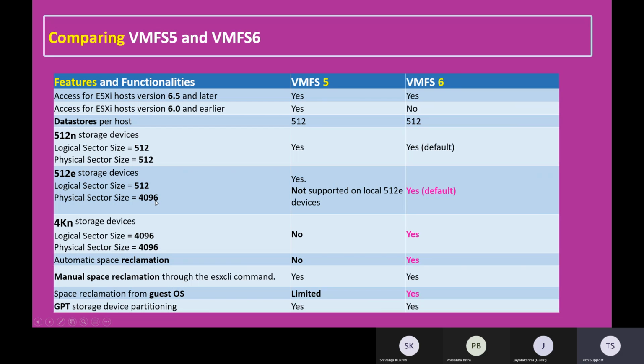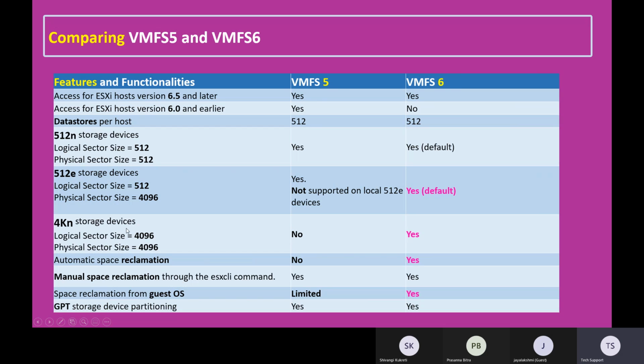It's 4096. But when we come to the very latest model, the 4KN storage device, the logical sector size and physical sector size are both the same. It's a high performance storage device. But this storage device is supported only for VMFS version 6. It's not supported for VMFS version 5.